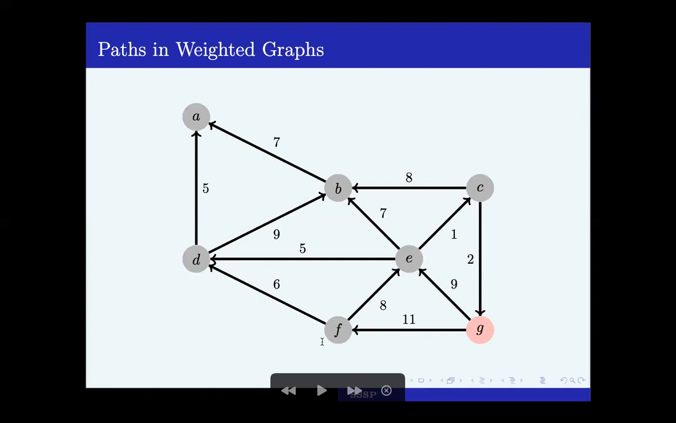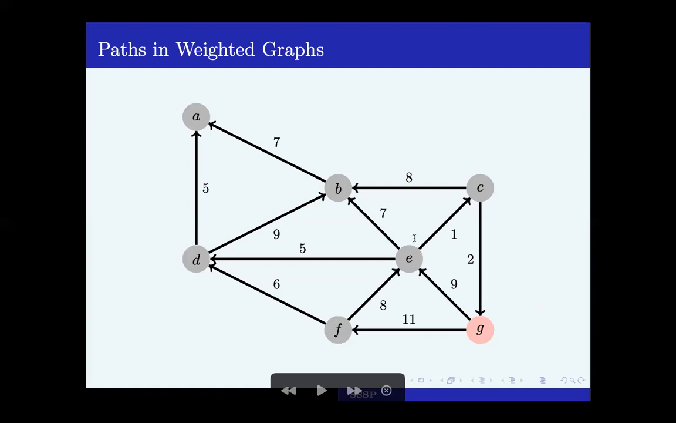Is it possible that what is the shortest distance from E to G, or what is currently the shortest distance from E to G? It is by going from G to E. It is going via this edge of weight 9. What is the shortest for us from G to F? Right? It is 11. Okay.